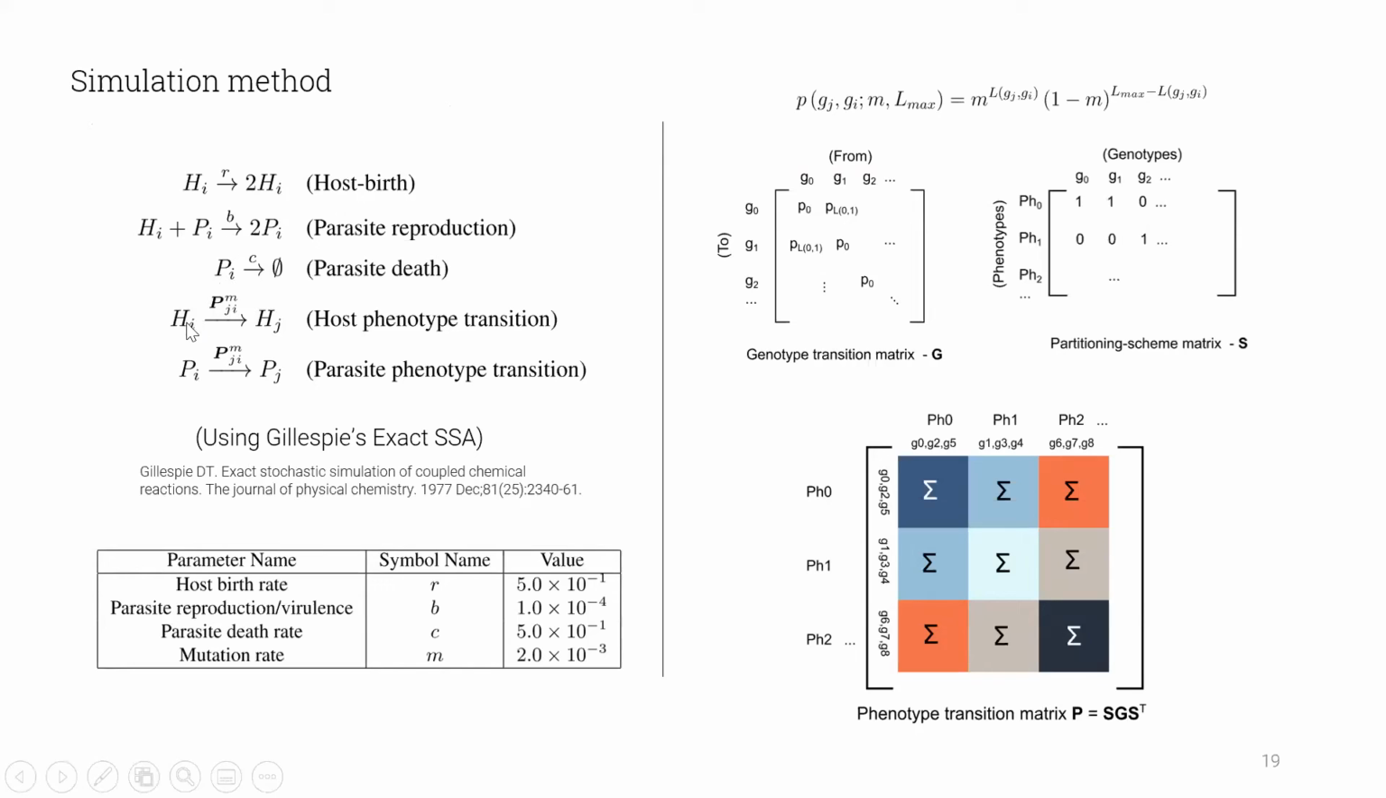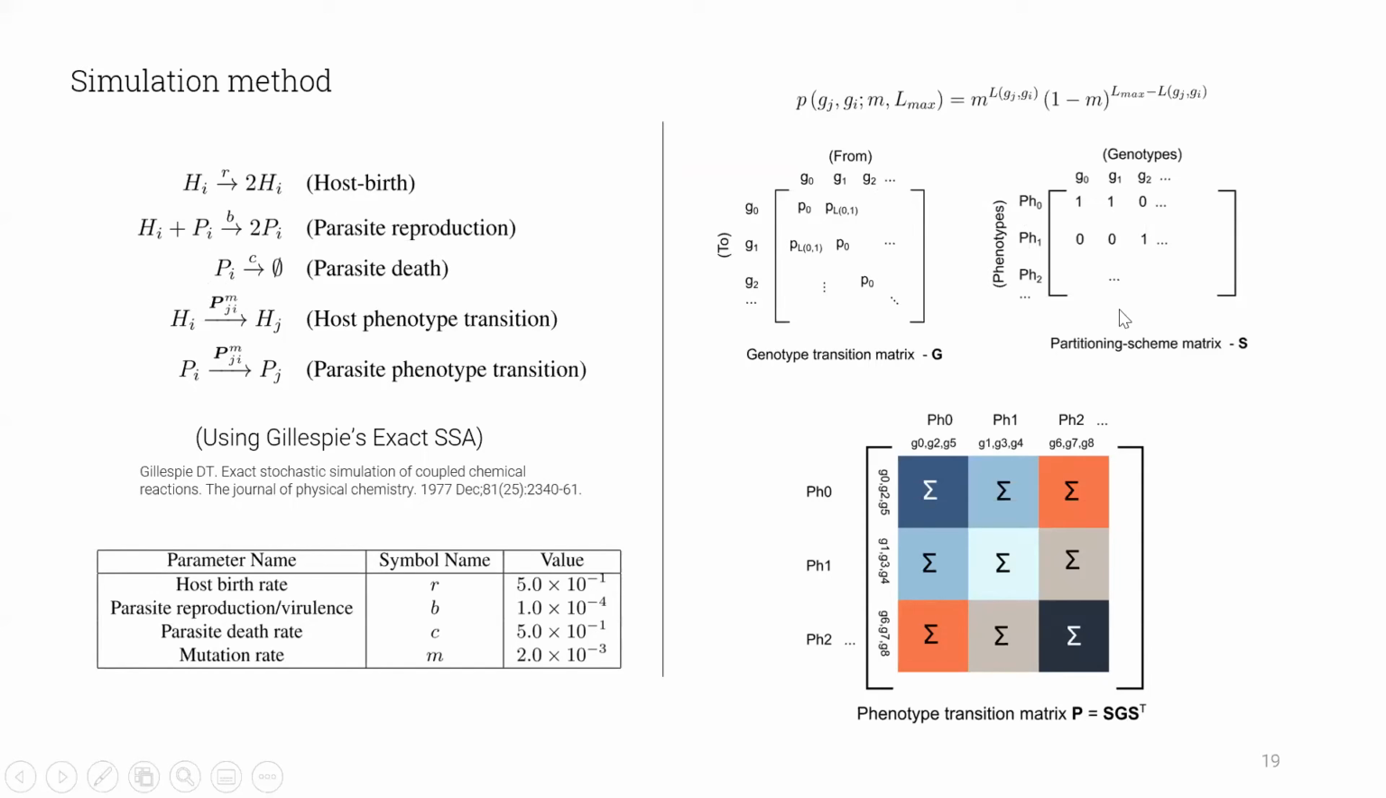So for example, a host i can turn to a host j with a particular probability in each step. And to calculate these probabilities, we use the genotype transition matrix. So for each genotype in the genotype space, you can have a transition rate depending on the per site mutation rate. And from this genotype transition matrix and a partitioning scheme matrix, which describes the genotype-phenotype map itself. So for example, phenotype 0 has genotype 0 and 1 under it. Phenotype 1 has genotype 2 under it, and so on.